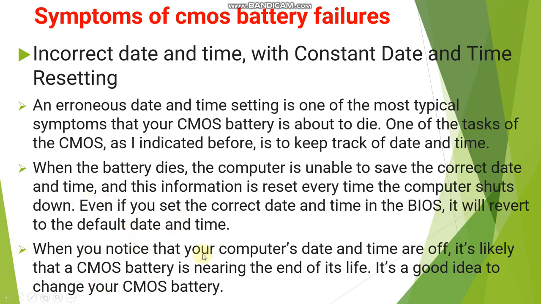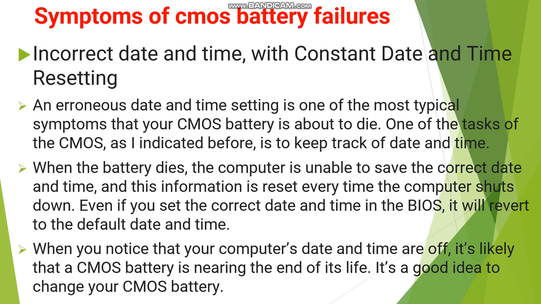When you notice that your computer's date and time are off, it's likely that the CMOS battery is nearing the end of its life. It's a good idea to change your CMOS battery. So this means that incorrect date and time is constant date and time resetting. This problem happens because if the CMOS battery is faulty or has failed, the CMOS memory or CMOS storage will fail also.